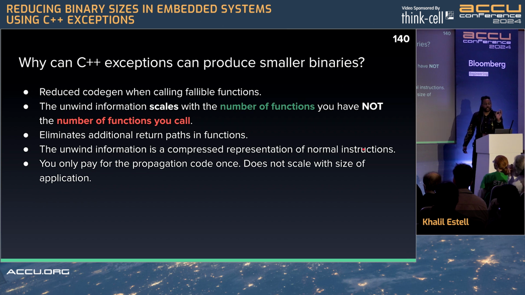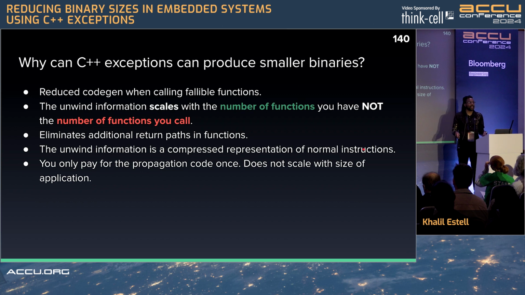It eliminates the additional return paths. I didn't size them up, but most return paths at least have additional code that can be a single instruction, or up to 3 instructions, or 2 instructions at a minimum. But all that extra code gets added in as well. The cool thing is that because our unwind instructions don't need to do that much, they only have 3 purposes: subtract the stack and pop registers. They're a compressed representation of what would be normal code. And you only pay for the propagation code once, the lib unwind and all of that. It does not scale with your application.